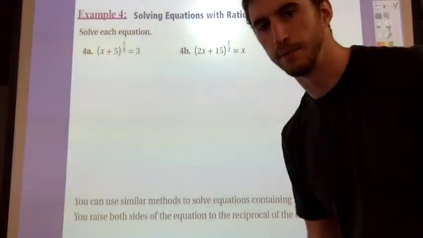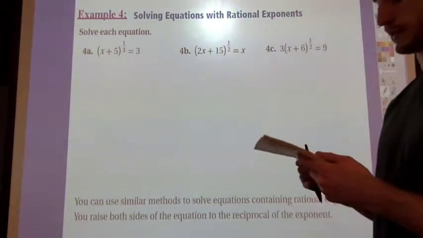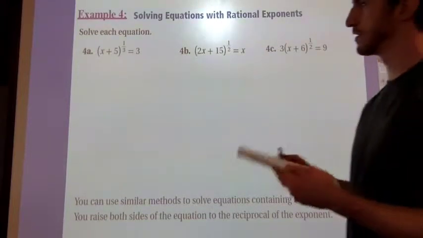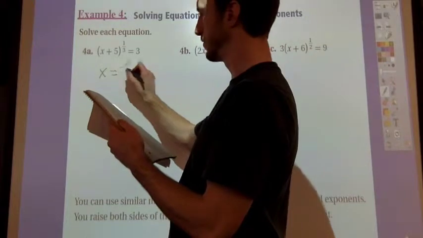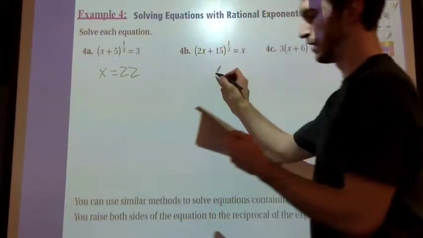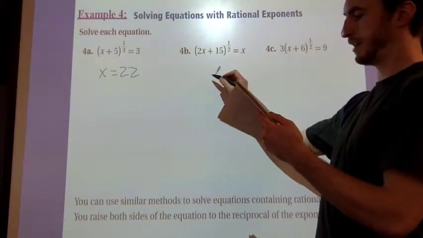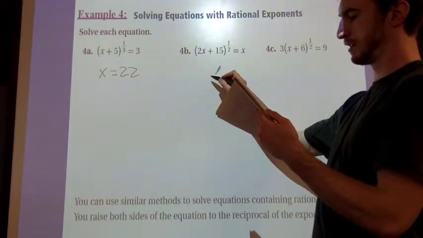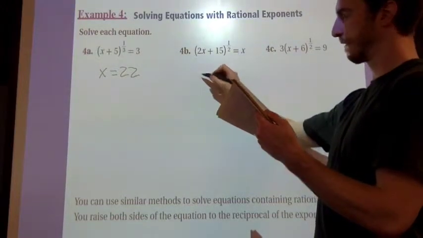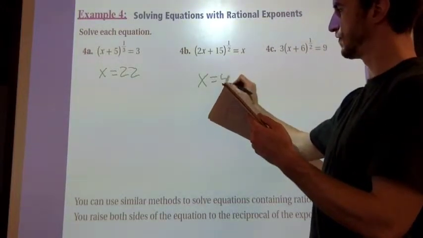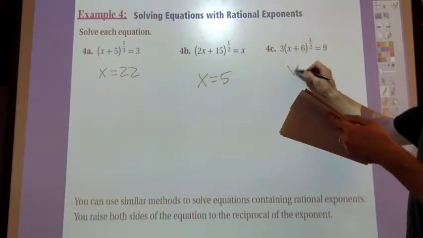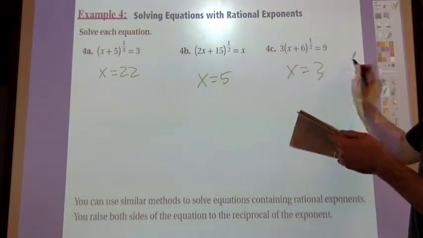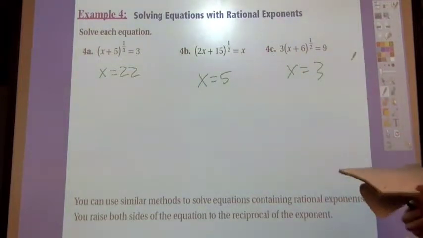And since I'm going a little over time, I'm just going to go ahead and give you the answers. This one is x equals 22. This one is x equals 5. And this one is x equals 3. Okay?